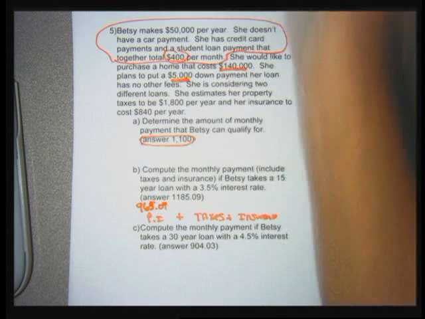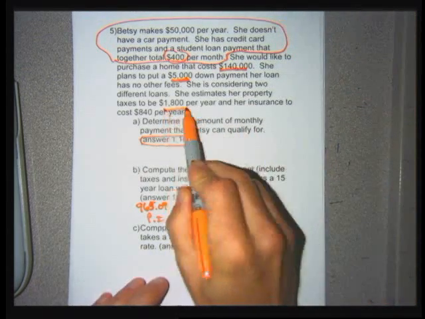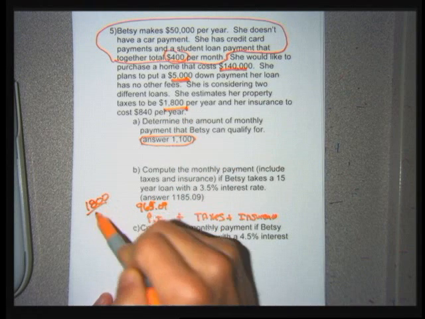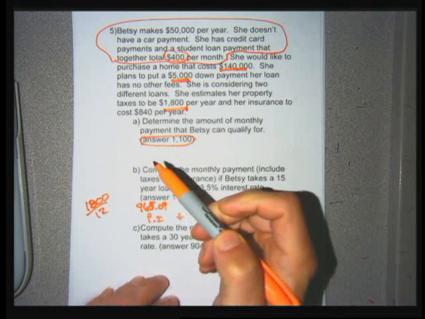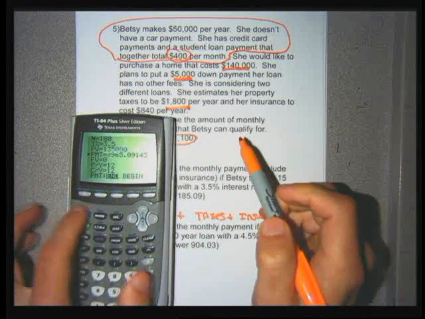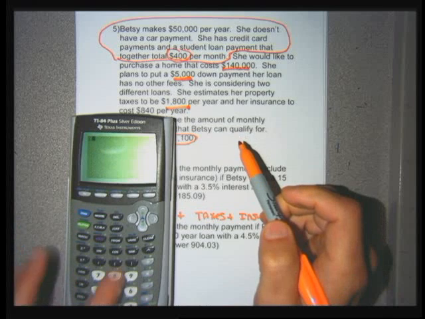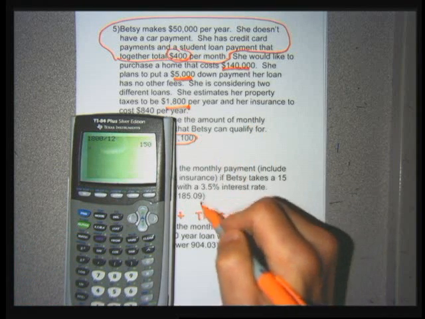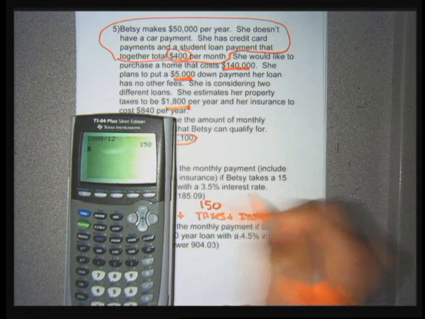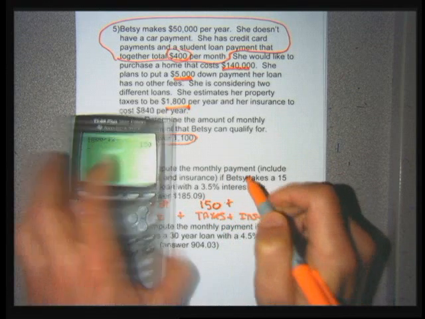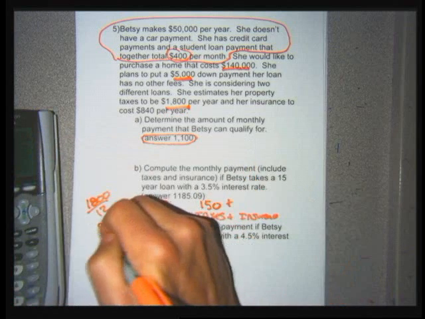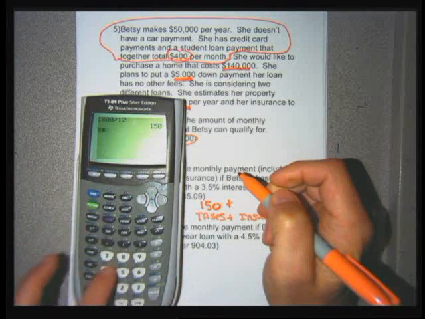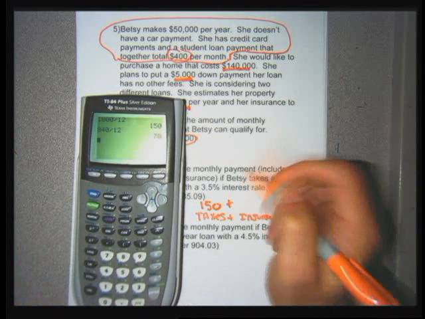Now I'm going to do her taxes. Her taxes are supposed to be $1,800 per year. So I'm going to take the $1,800, which is her yearly taxes, and divide it by 12 to get the monthly amount for her taxes. I don't need to be in the TVM solver for that, so I second and quit, get back to my main screen. $1,800 divided by 12 gets $150 per month for her taxes. I also need to find out her monthly insurance. I do that by taking $840 and dividing it by 12. When I take $840 and divide by 12, I get $70.